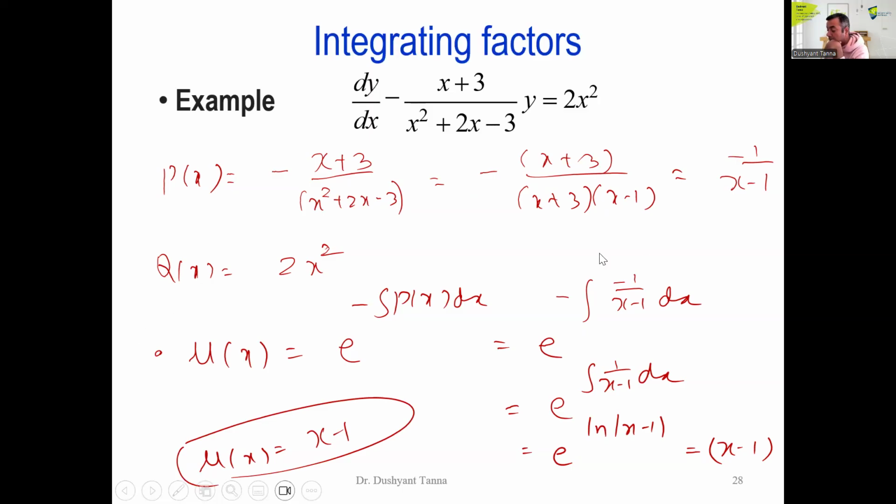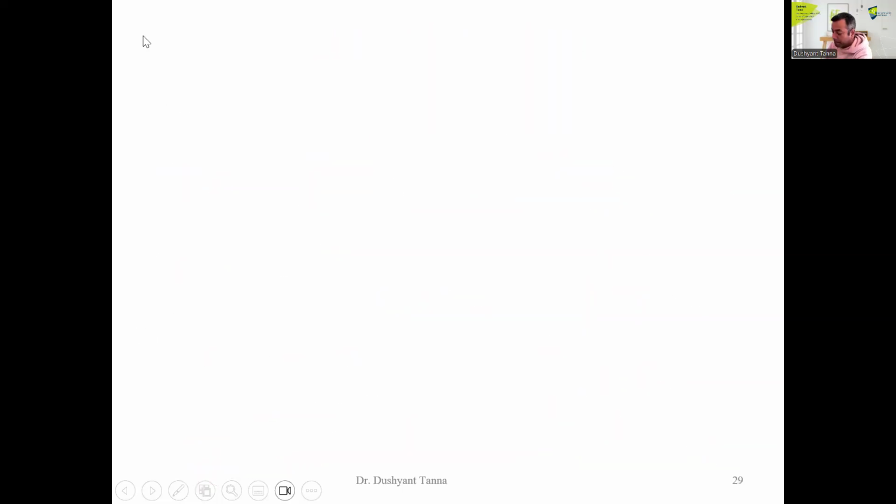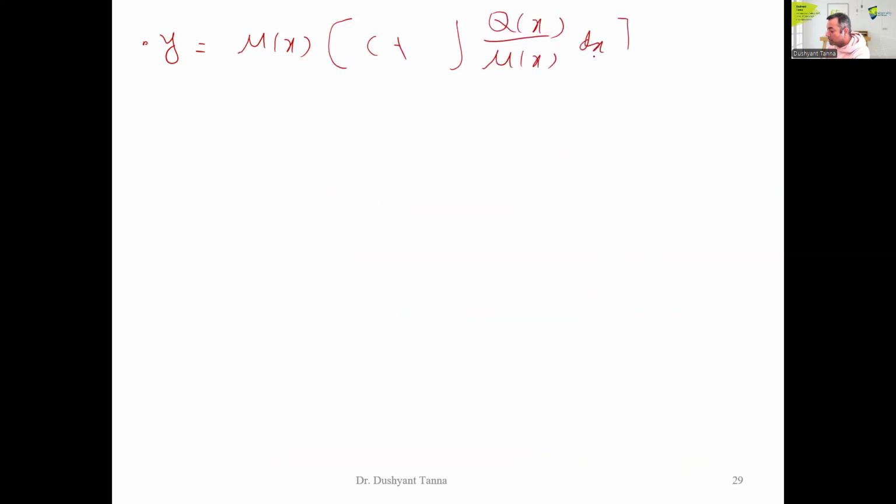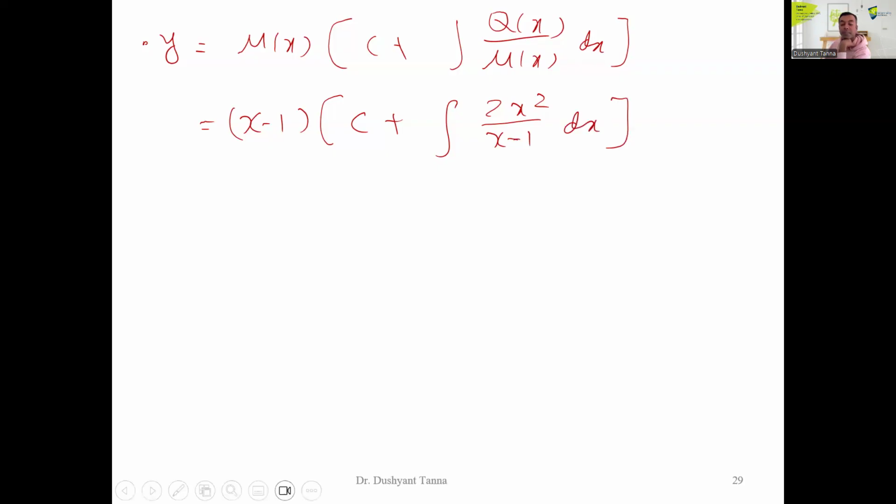Now, the other bit, the y part. Y is equal to mu x times c plus integration of q over mu x dx, which is x minus 1 times c plus the integral of 2x squared over x minus 1 dx. Now, this thing here is kind of tricky. Would you provide any input here?